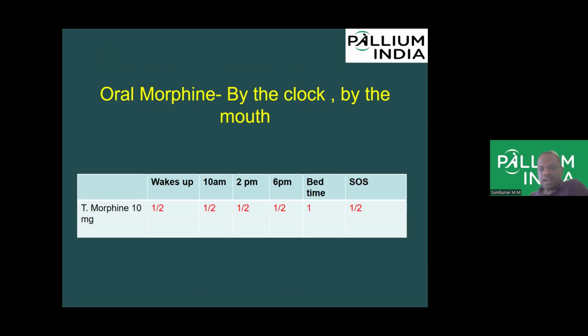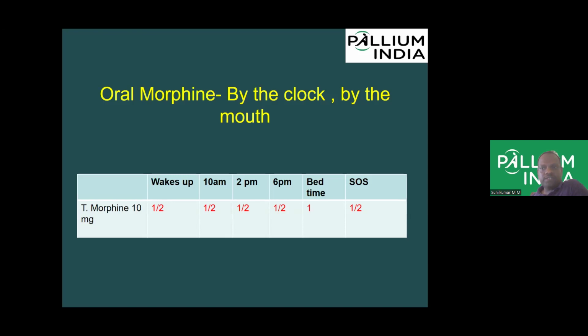Tab morphine 10 milligram half, when the patient wakes up, say at 6 a.m. So the next dose would be 10 a.m. and every 4 hourly you have to give, but you note that at bedtime or 10 p.m. usually a double dose of morphine is given at night. Okay, so instead of 5 milligram at 10 p.m. you give 10 milligram so that you can avoid that 2 a.m. dose.